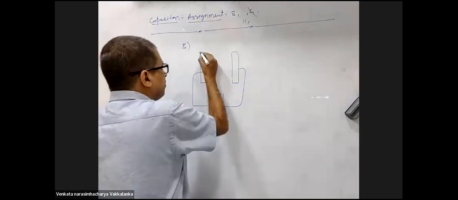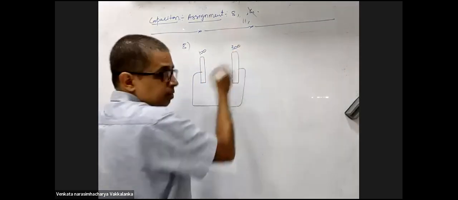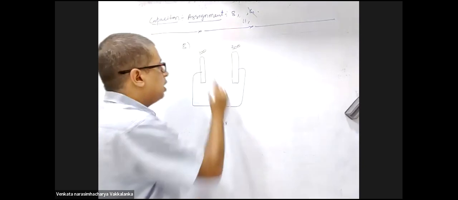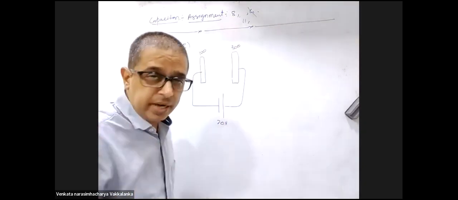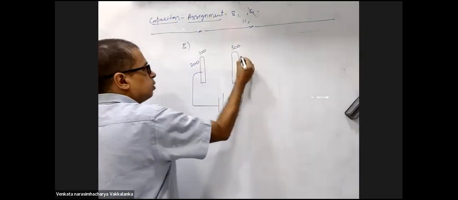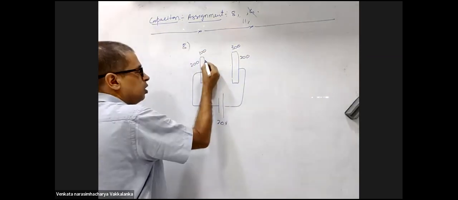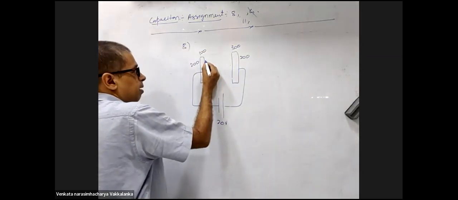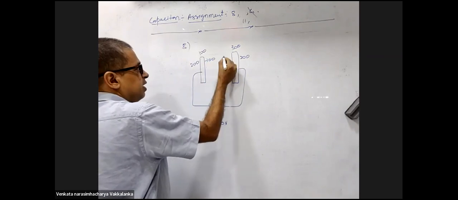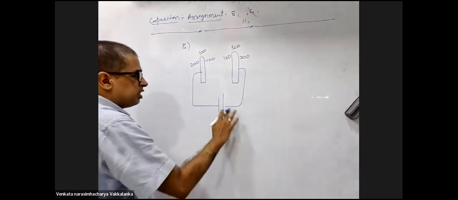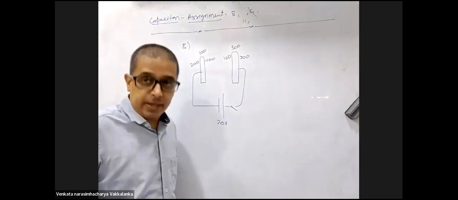So firstly, you are given 100 microfarads, 300 microcoulombs. 100 plus 300 is 400. By 2 is 200 microcoulombs, 200 microcoulombs. What was the charge here? Minus 100 and 100. So this was the charge distribution when the switch was open.